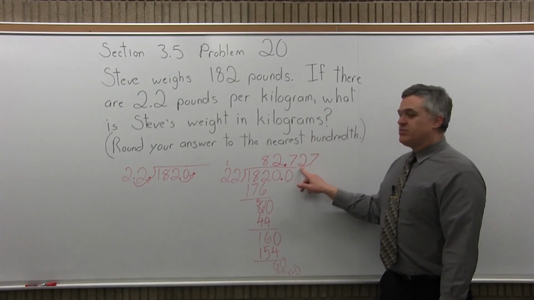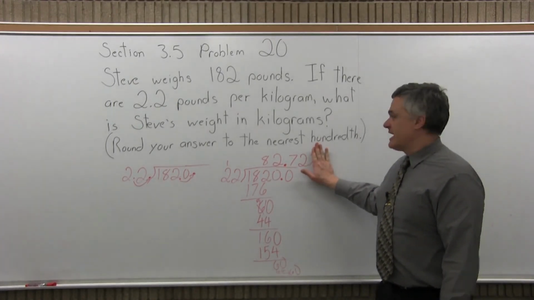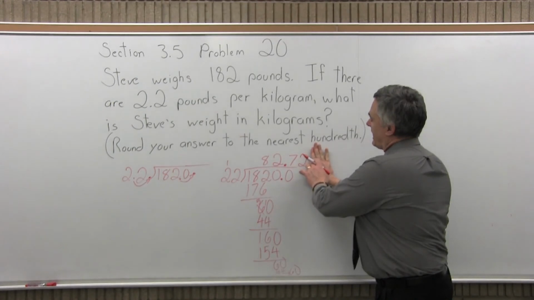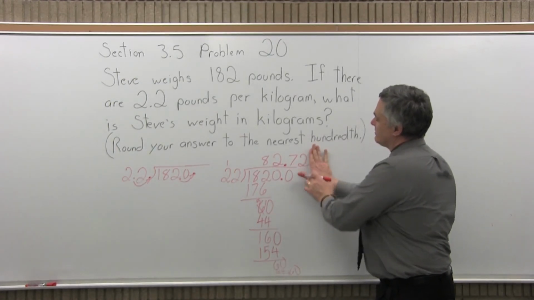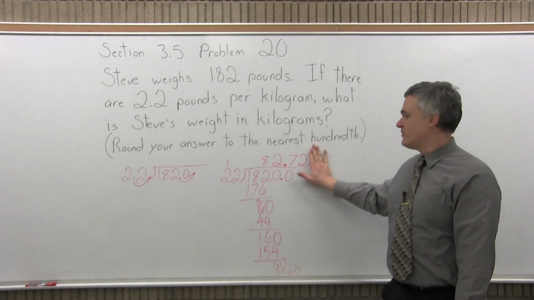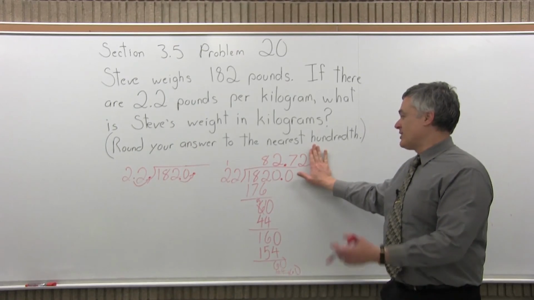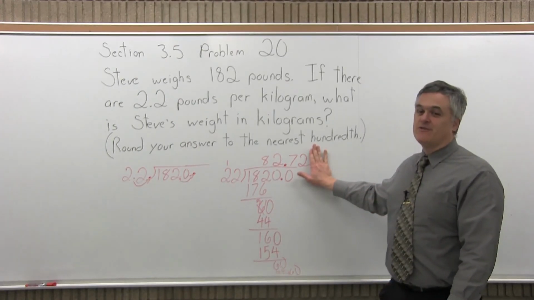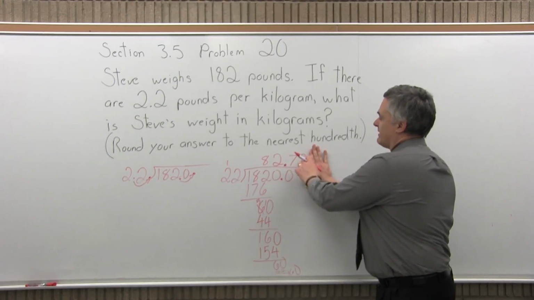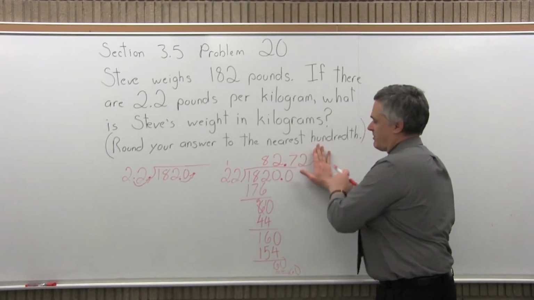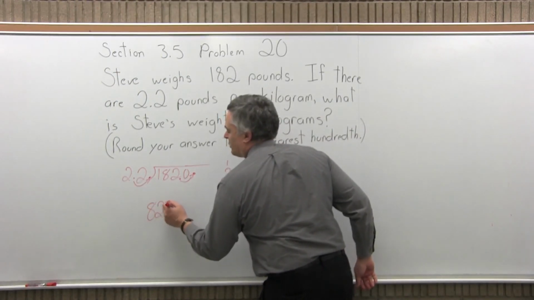I want to round to 2 places after the decimal. So 82.72, that's 2 places after, the nearest hundredth. But I have to go one more position, because if the next one, the third one out, is 0, 1, 2, 3, or 4, I would just chop it off at 82.72. But if the third digit after the decimal is 5, 6, 7, 8, or 9, this gets bumped up to 82.73, which is the case, and then I chop off the rest. So my final answer is 82.73.